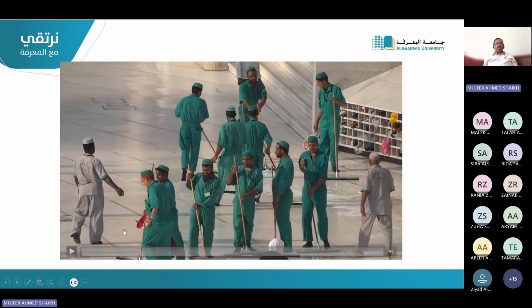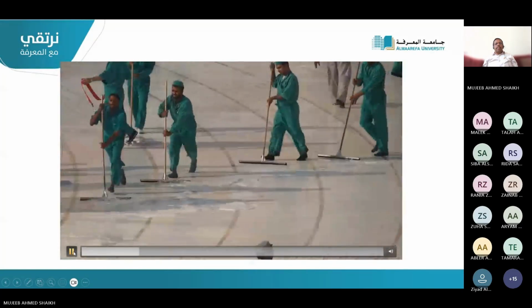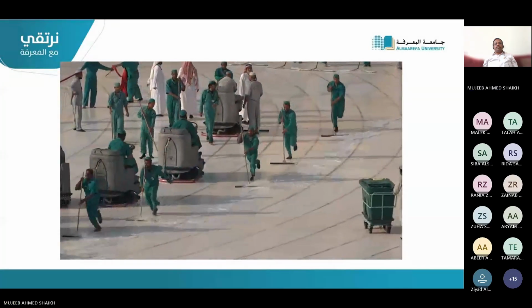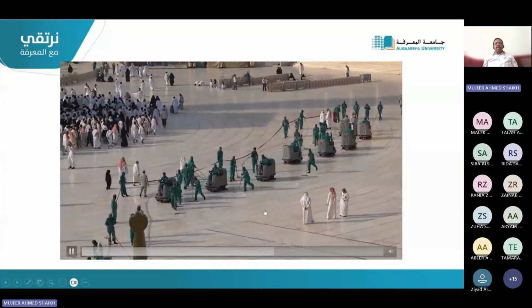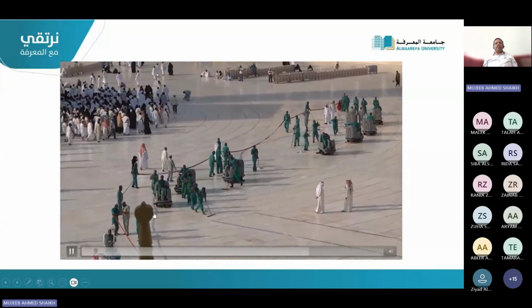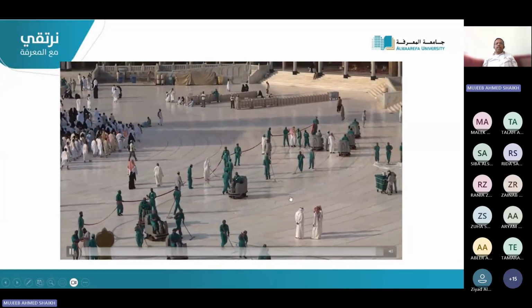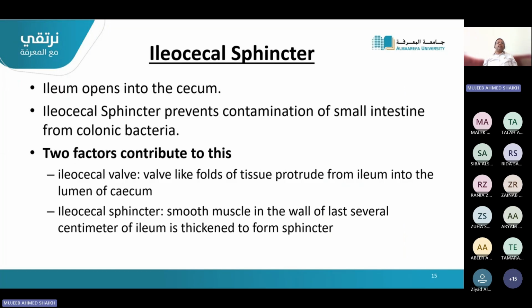Right here, the video is there. Can you see? Yes, clear, doctor. So just like a peristaltic wave, each individual you can say one wave, and they are pushing every dirt or cleaning the floor. And this is how it is in the small intestine also. Repetitive contractions occur, and they will push everything from the small intestine to the next segment, the large intestine.